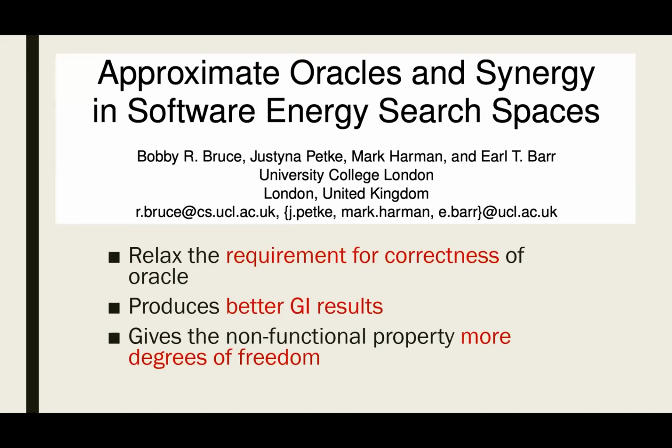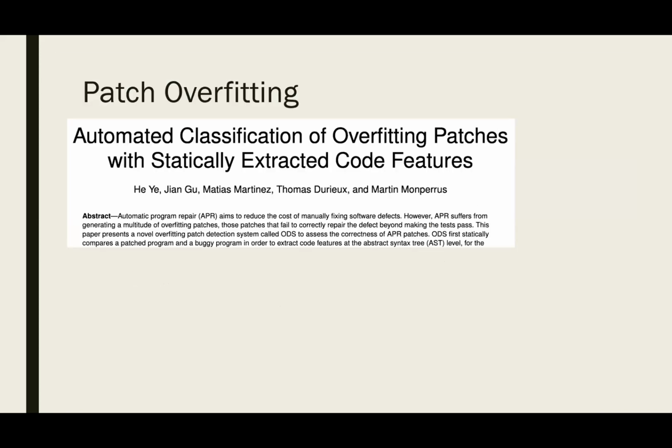So there's been some work on this idea called approximate oracles. What they've done in this particular paper is they've taken the requirement for correctness of the oracle and relaxed it. These are actually real-valued systems. They were optimizing for energy. Basically they try to say, can we just relax the oracle, maybe not be as strict, and will we get better repairs in genetic improvement? And the answer is yes. I think it's because it gives them more degrees of freedom.